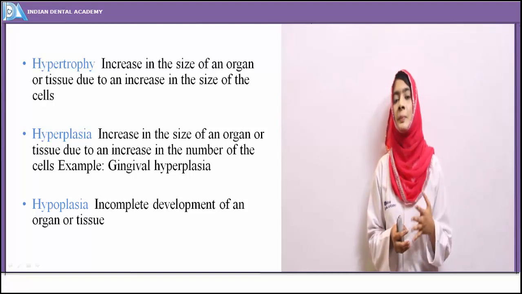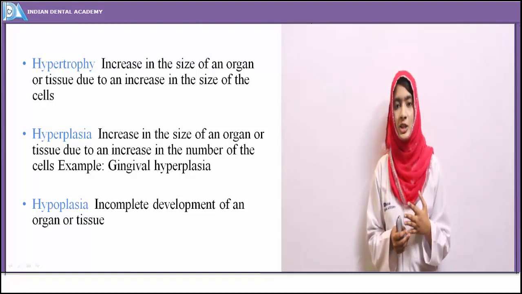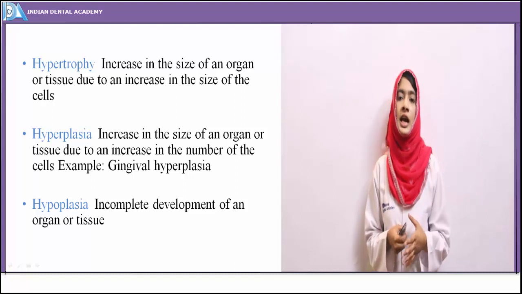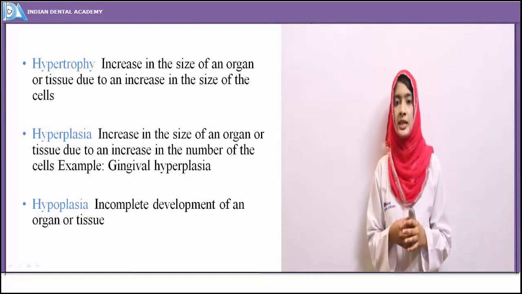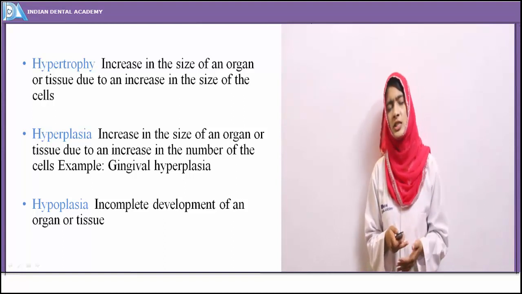Hypoplasia is incomplete development of an organ or tissue. Most commonly in cases like condylar hypoplasia, where the condyle of one side of the mandible is underdeveloped owing to maldevelopment, that denotes a hypoplasia.